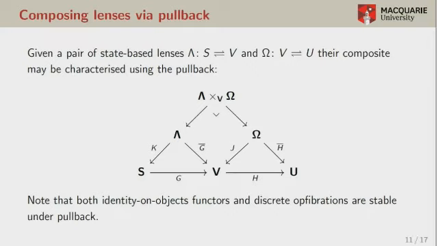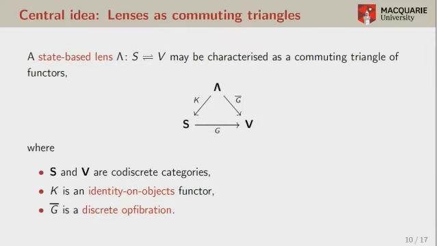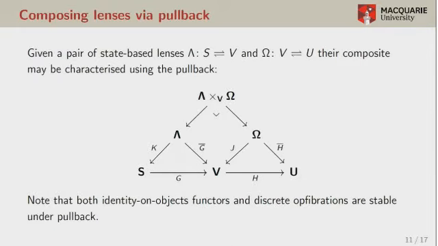And because, crucially, identity on objects functors are preserved by pullback, and because discrete opfibrations are also preserved by pullback, then again we get this outside triangle being of the form of a state-based lens, which I've given here. So composition of lenses is really composing functors, which is the easy part, and composing spans, which is the mysterious part of what's going on in the put there.